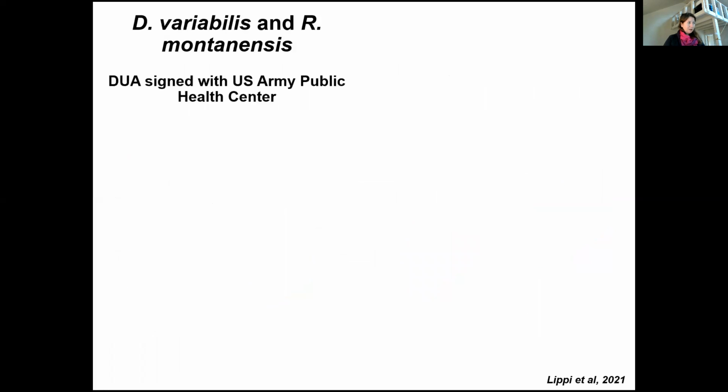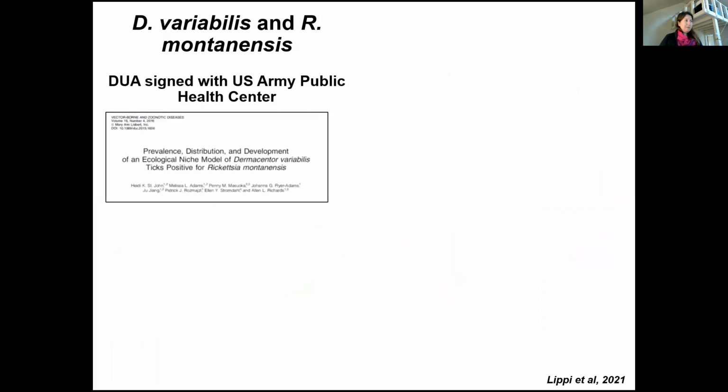To explore some of the questions that came up about how useful these are for asking these questions, we re-examined a data set that had been published as a Maxent ecological niche model previously, looking at Dermacentor variabilis ticks and Rickettsia montanensis pathogen in those ticks. So we have both the presence of the vectors and the presence of the infected vectors as part of our occurrence data set, which is nice.